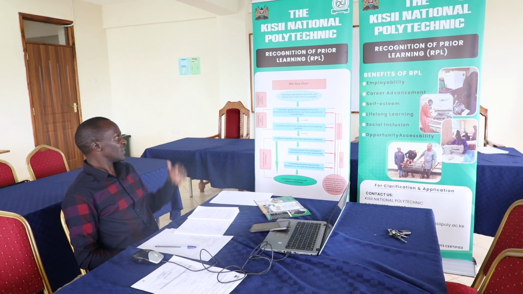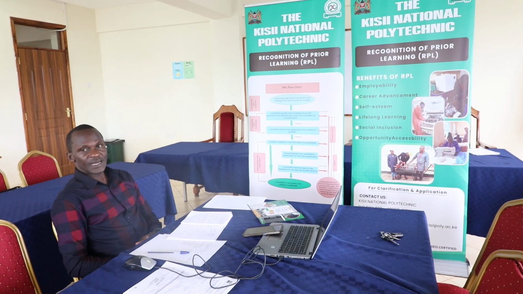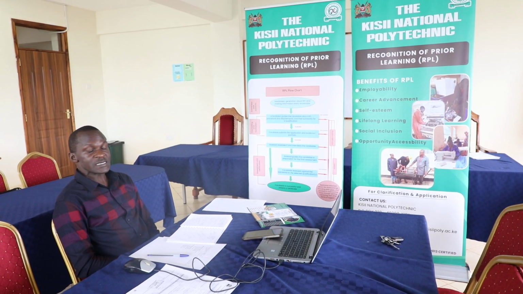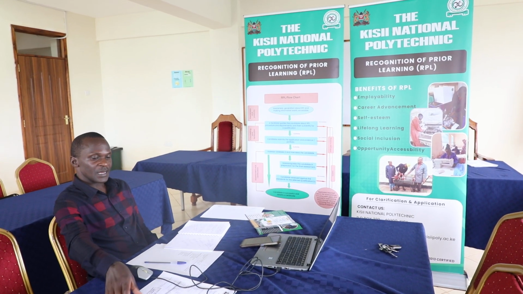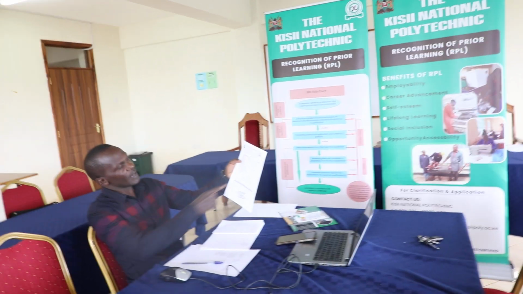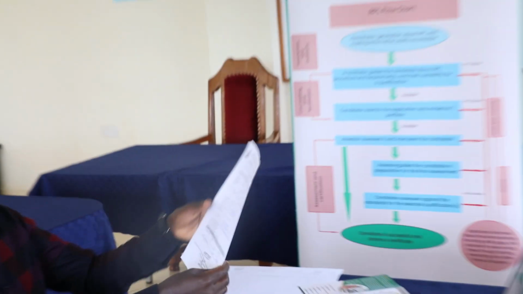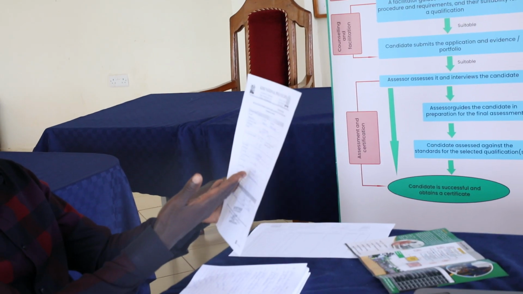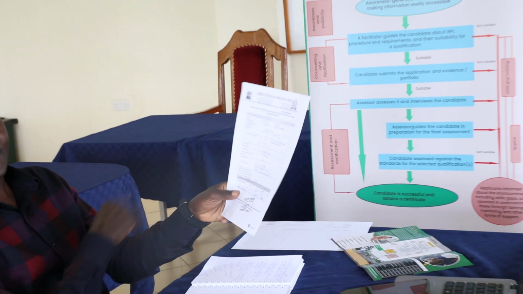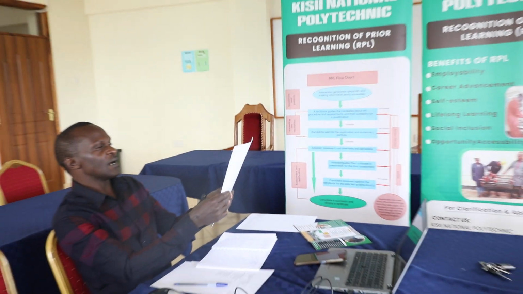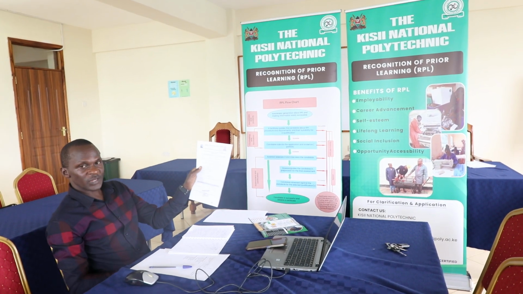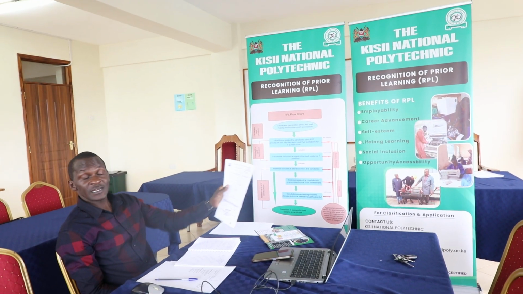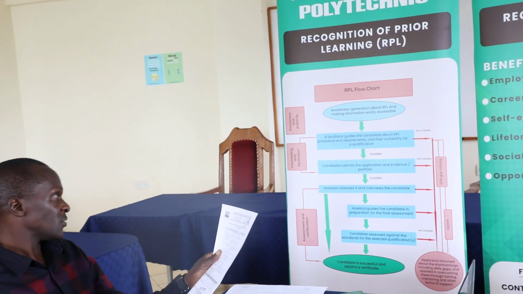So after awareness creation, those who express interest are given an expression of interest form, where they fill in their personal details and tell us about their skill and the experience of their skill, for example, how long they have done that skill. It's also called the candidate screening form, where we use this form to screen the candidate to know whether indeed the candidate has a skill or does not have a skill.